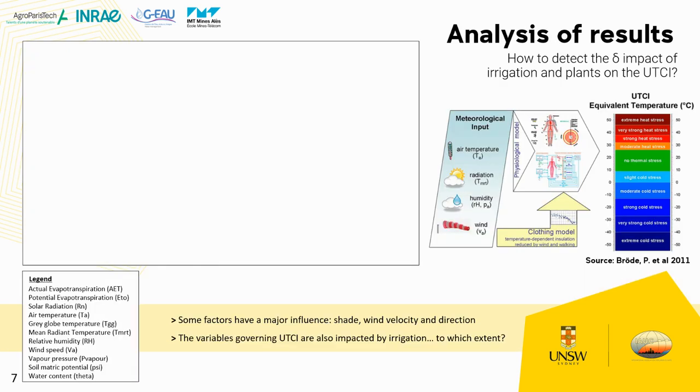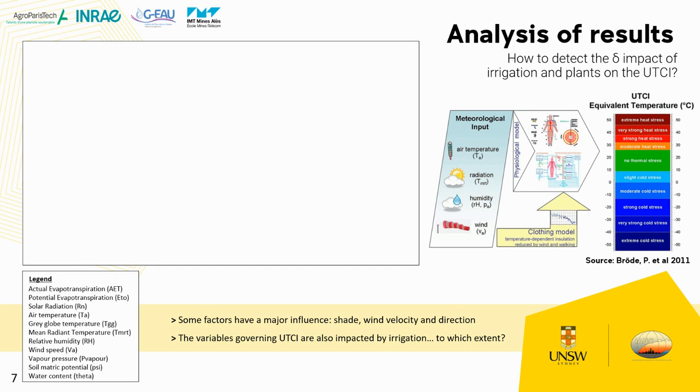So after the establishment of the irrigation, this summer we are also investigating how to identify the impact of the irrigation and vegetation on the thermal comfort index, UTCI. It's known that some factors have a major influence on the variation of this index, like shade and wind, but also the variables governing UTCI are impacted by irrigation.